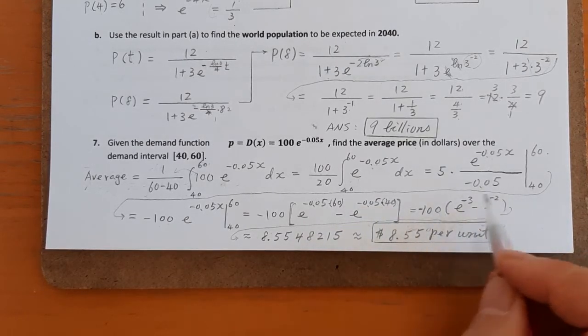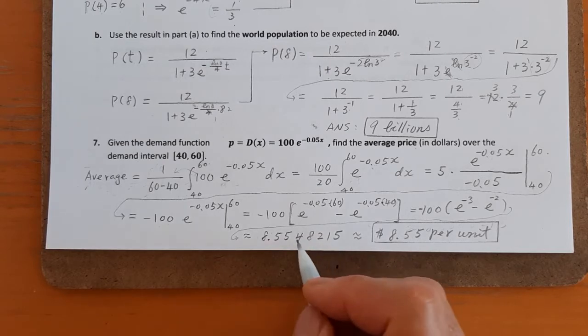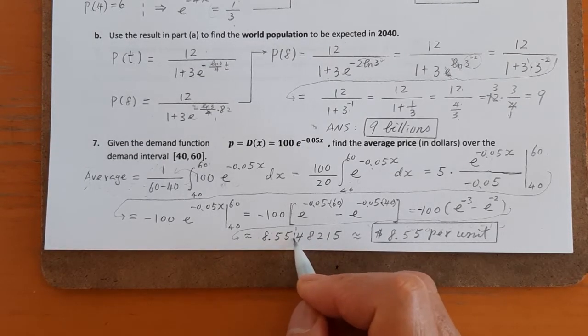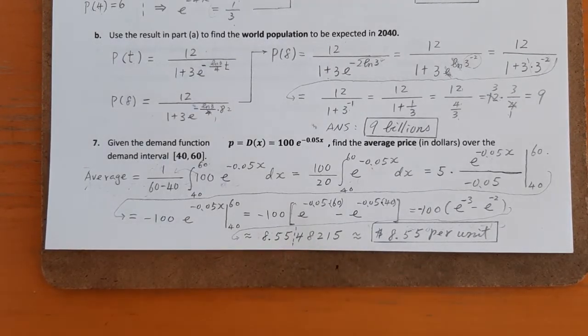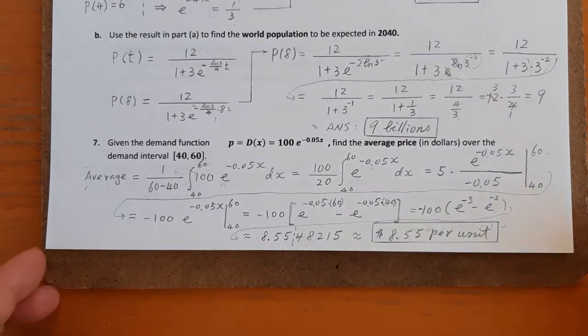Use a calculator to figure it out, it is 8.5548. And for money, always use 2 decimal digits. So it's $8.55 per unit. That's the average value.